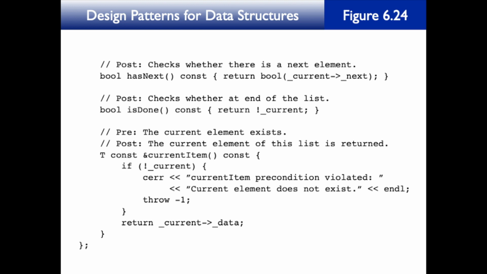The last method that is available to the user of the iterator class is called currentItem. This is how the user of the iterator pattern actually accesses the data part of the node in the linked list. What this method does is there is a precondition that it implements there, and then it returns current arrow underscore data. Because internally to this iterator class, underscore current is a pointer to a node. So a node has a data part and a next part. So it returns current arrow data.